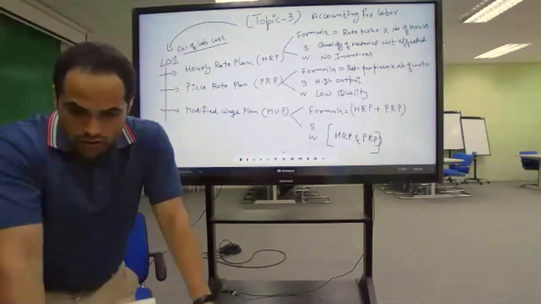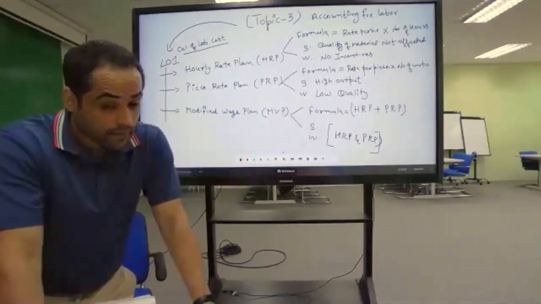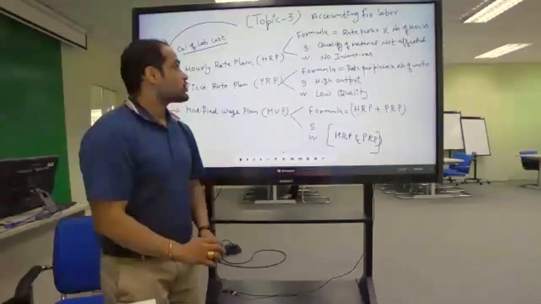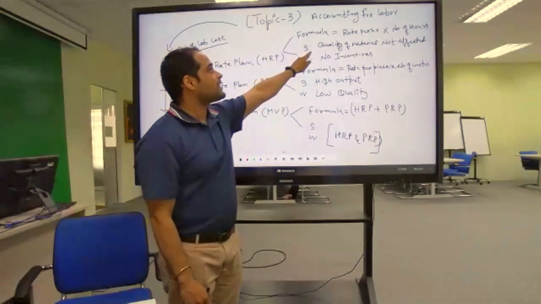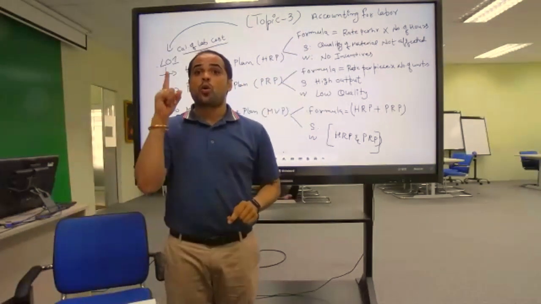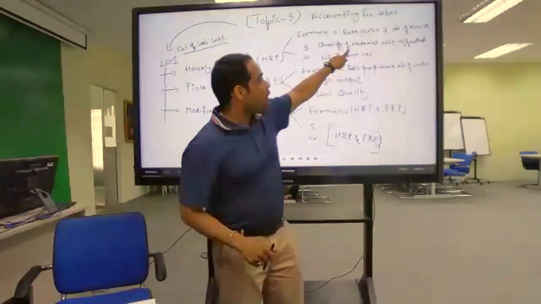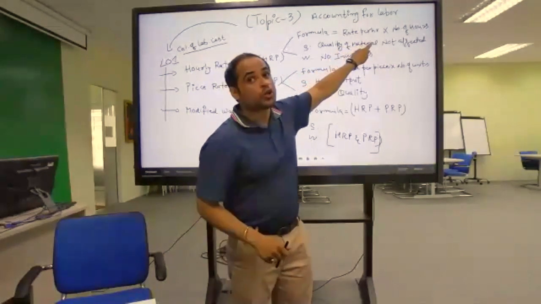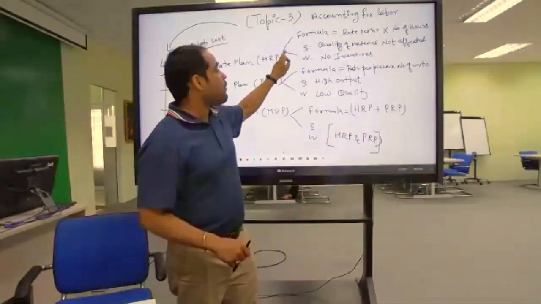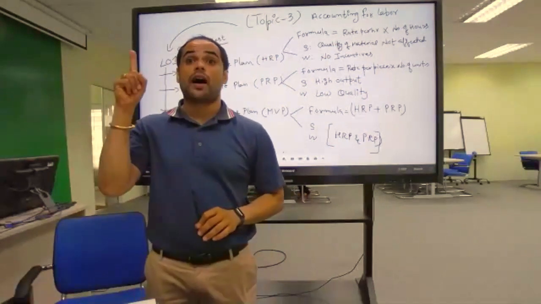Can you tell me again about the strengths and weaknesses of the hourly rate plan? The strong point of the hourly rate plan is that the quality of the material will be high. The quality of products or material is not affected. In simple words, the strength of the hourly rate plan is that the quality of material will be high.